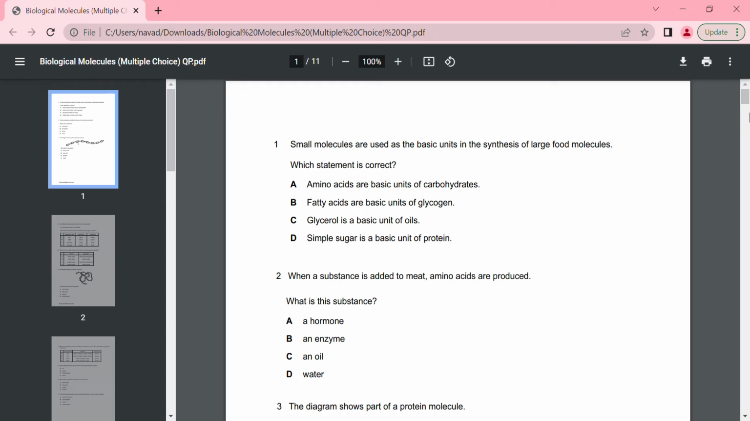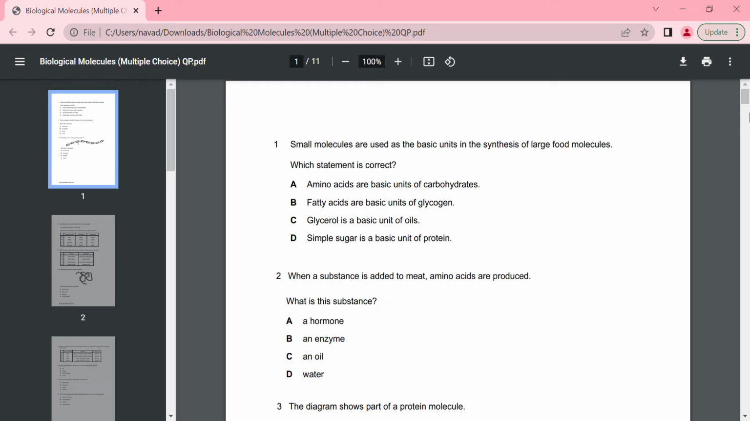Question number 1. Small molecules are used as the basic units in the synthesis of large food molecules. Which statement is correct? A. Amino acids are basic units of carbohydrates. Is this correct? No. This is incorrect as amino acids are the basic units of proteins. B. Fatty acids are basic units of glycogen. No. Simple sugars are basic units of glycogen.